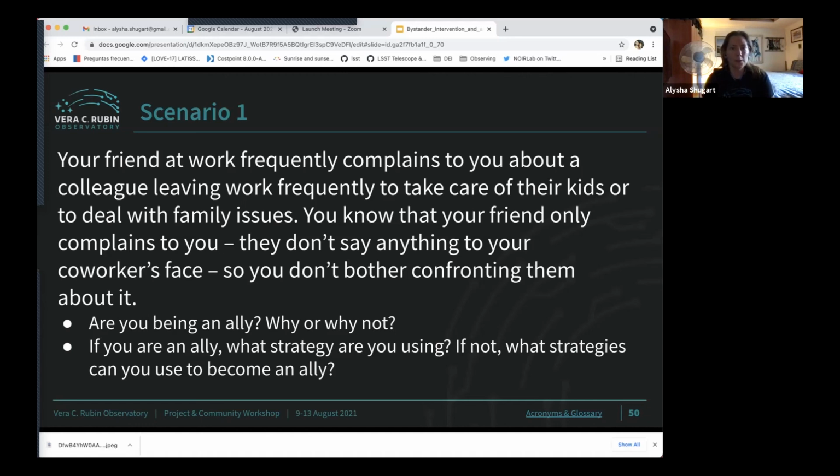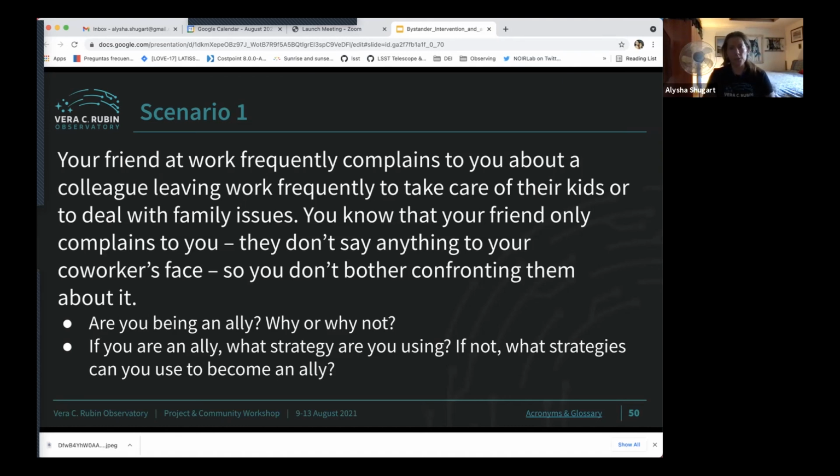But instead, you're allowing your friend to make negative comments about this person. Yes, you're hearing your friend vent, but you're also letting them continue a kind of toxic behavior. So if you want to be an ally to both your friend and that person who's dealing with family issues, this is where you could intervene with friends. You could try to talk to them and understand why they keep complaining, right? What would they do if they had that situation, right?